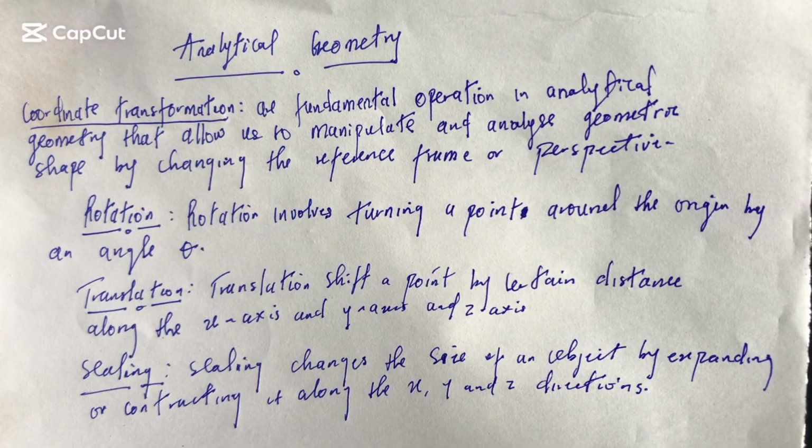Alright, in this video, we're going to look at the concept of analytical geometry. The word geometry is talking about shapes. So let's look at this. We have coordinate transformation. What do you understand by the word coordinate transformation? That means the x, y, and z plane are transforming, are changing.